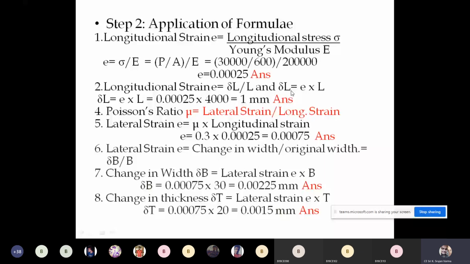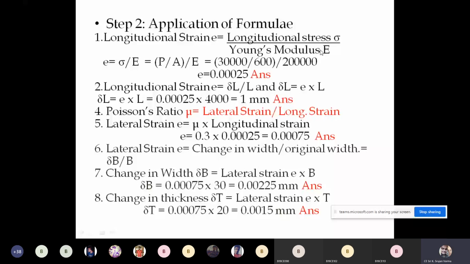Change in width equals the lateral strain multiplied by capital B. Seventh equation: lateral strain multiplied by capital B. So delta B is change in width. Already the lateral strain we have calculated, 0.00075, multiplied by 30. So I got the value as 0.00225 millimeters. There is a mistake here.